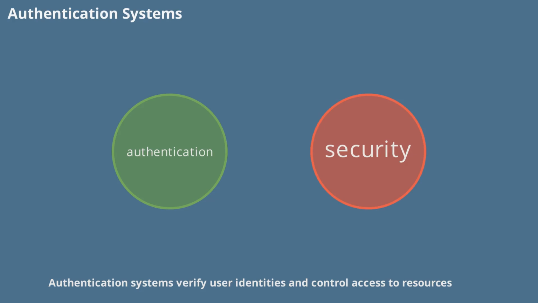Authentication systems verify user identities and control access to resources. Real-world implementations use protocols like OAuth or OpenID Connect, balancing security with user convenience. These systems are critical for protecting sensitive data and maintaining trust.